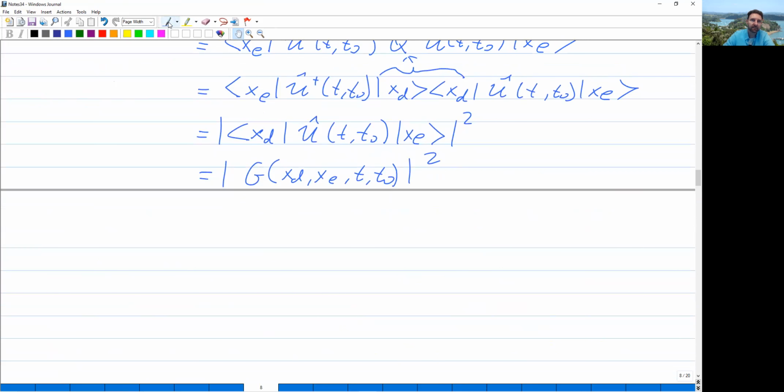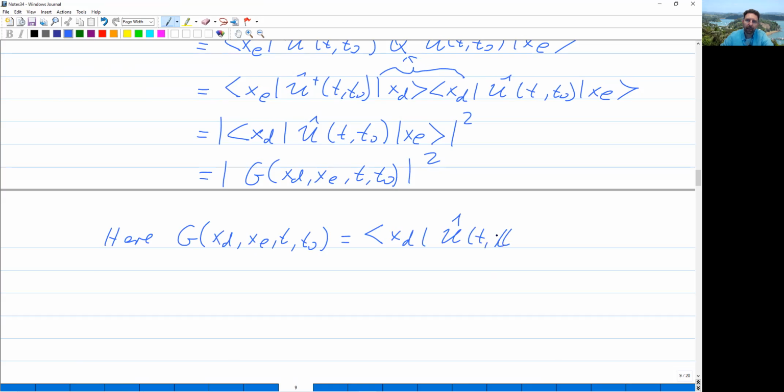So what we see here is that G(xd, xe, t, t0), which is also ⟨xd| û(t, t0) |xe⟩, is the probability amplitude.